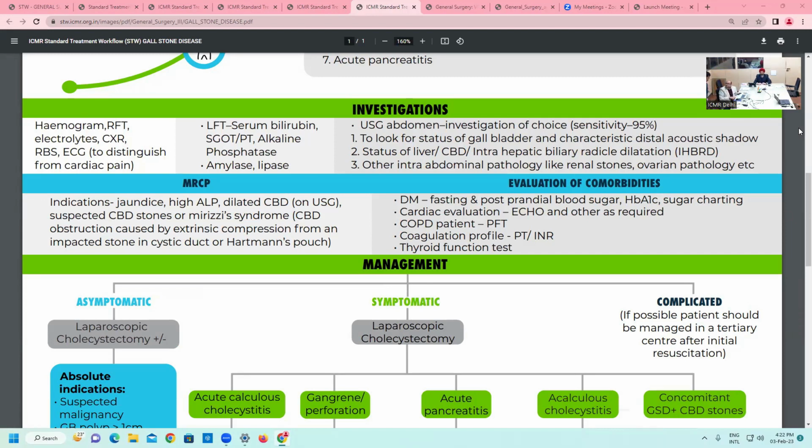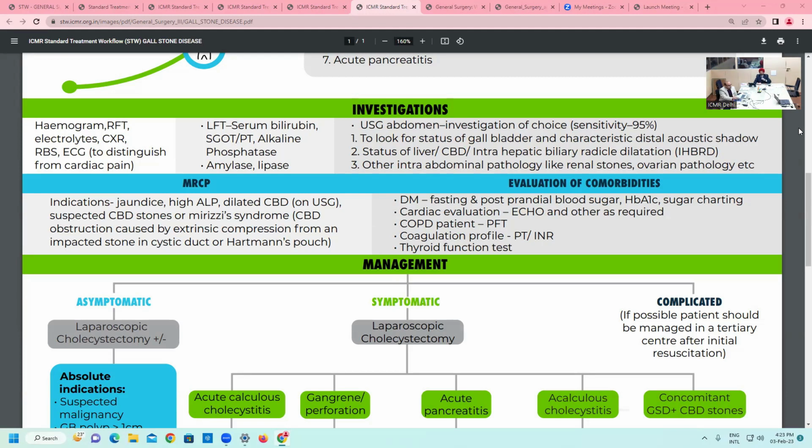Liver function tests are important because primarily we'll be dealing with the hepatobiliary system. So we must have the LFTs, where we look for serum bilirubin, SGOT, SGPT. Especially we look for the serum alkaline phosphatase if there are any signs and symptoms of obstruction of the bile. And of course, to rule out pancreatitis, we must have the amylase and lipase. Another investigation is the ultrasound, because this is the one which is going to give us information about the status of the gallbladder, whether stones are there or not.